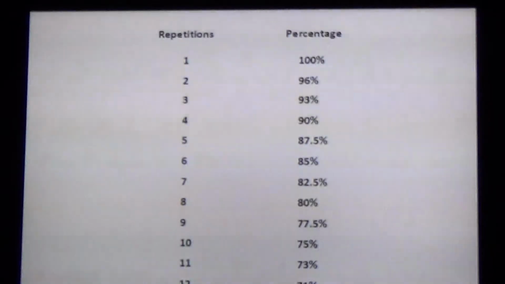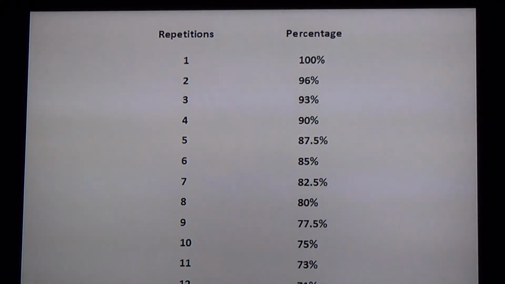We will now display again the rep and percentage chart for your convenience and for ease in duplication.